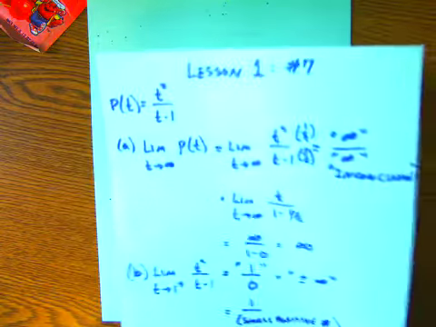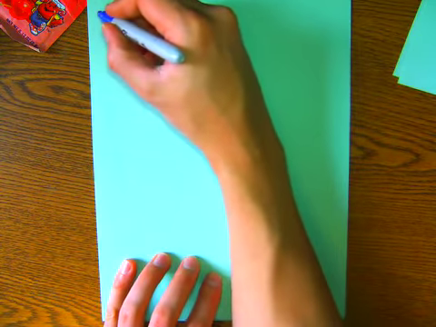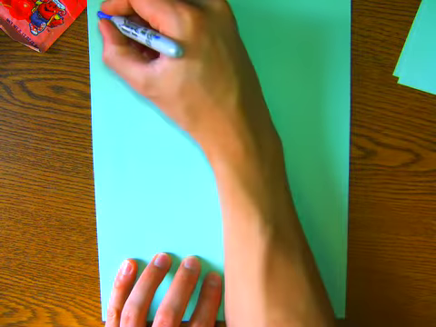And I'm going to skip part C. For that one, you just plug in to the original function. There's nothing to even do with that problem. I'm going to jump into taking the derivative of p. So this is going to cover parts D, E, and F.